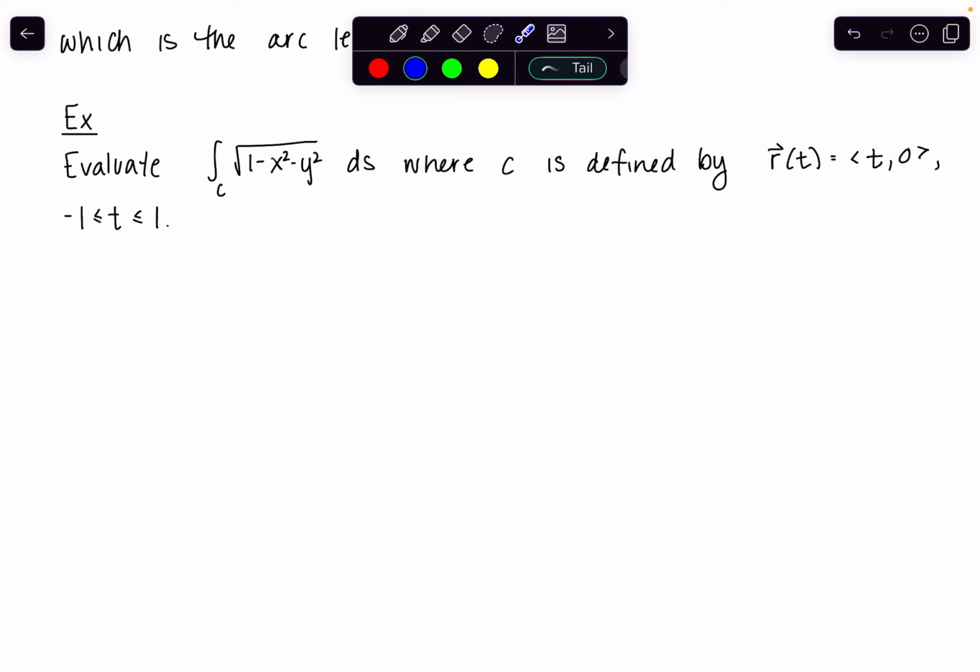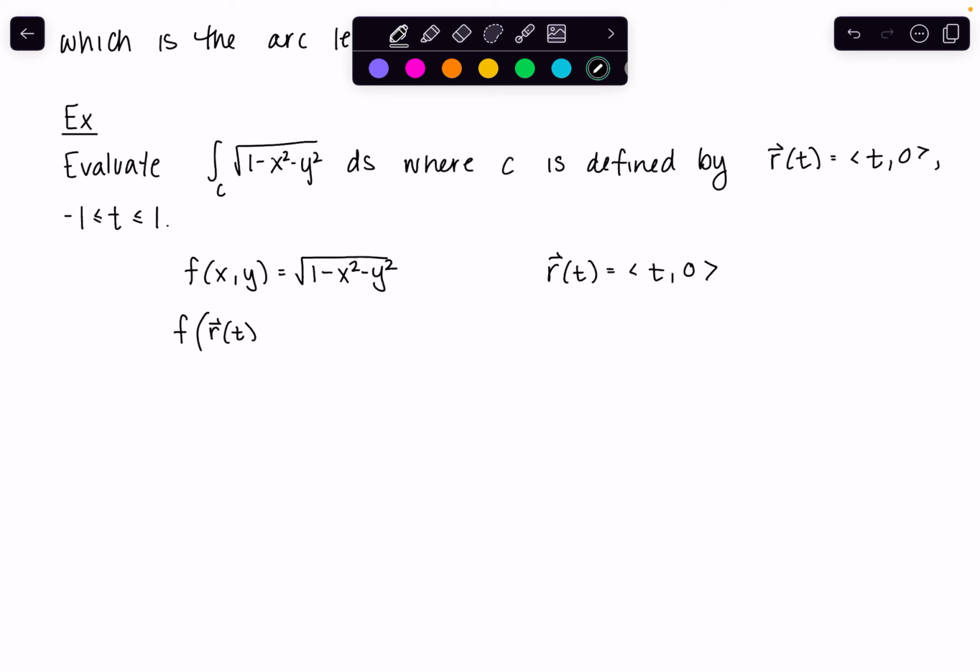Okay. So what I need to do is, again, turn this completely over into t. So I've got to do a couple things first. The function that I'm working with is the square root function. And then r of t is t, 0. First thing I'm going to do is see what the curve looks like just along the function. So this means in my x component, I'm going to put the x piece from here, and in my y component, I put the y piece from r.